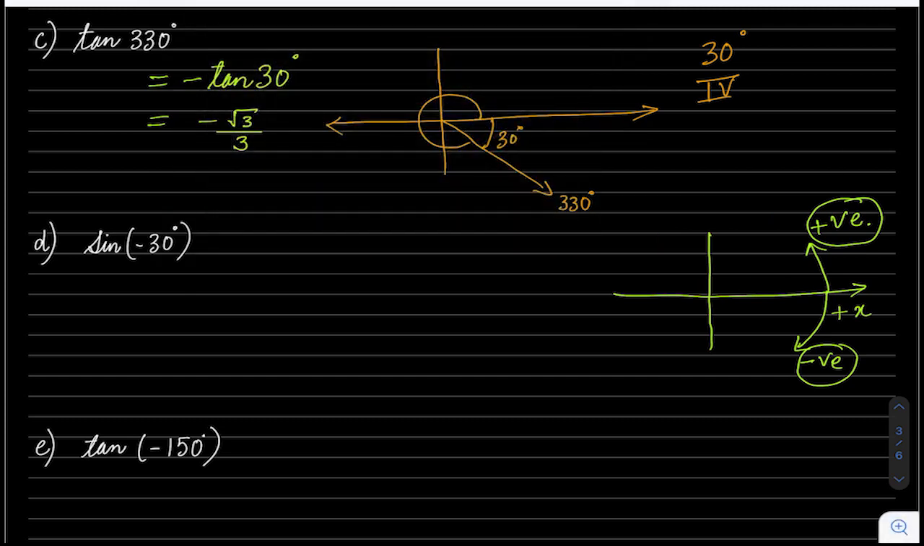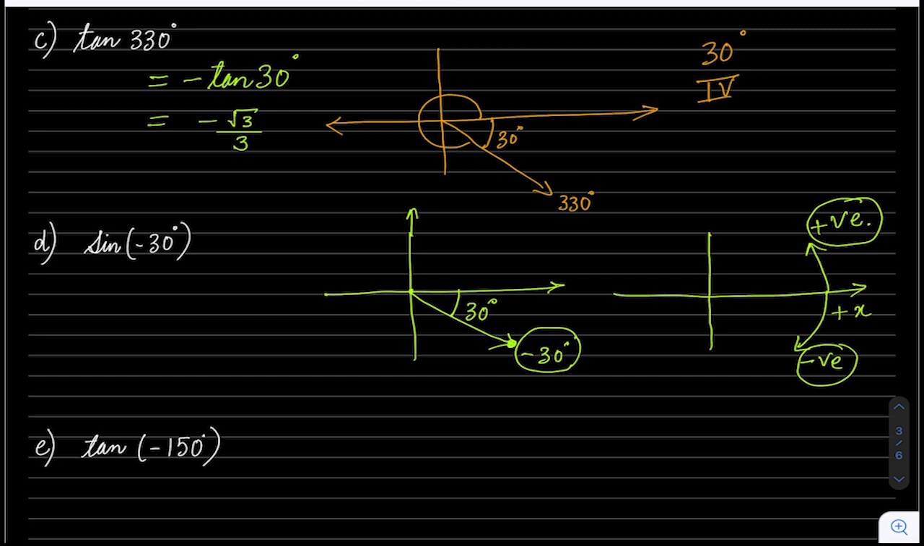So when they say minus 30 degree, it simply means we have to go in clockwise direction. So from here, if you go clockwise, you will end up here, and this magnitude of angle is 30. So this is my minus 30 degree angle. As simple as that. So go in clockwise direction whenever it says negative angle.